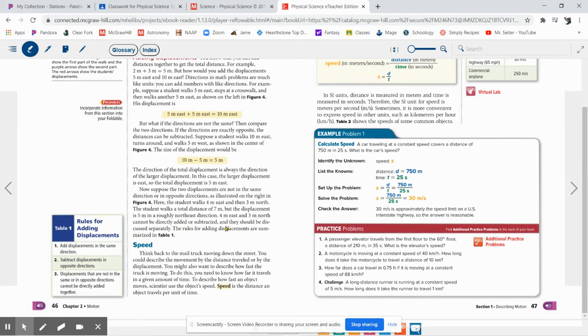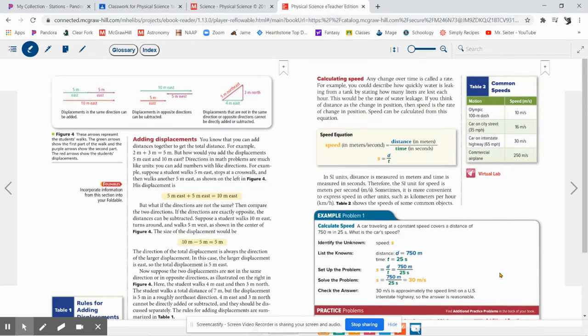Speed is what I want to look at. Think back to the mail truck moving down the street. You could describe the movement by the distance traveled or by displacement. You might also want to describe how fast the truck is moving. That's saying how fast that change, that movement, took place. When we do that, we're talking about speed. Speed is the distance an object travels per unit of time.